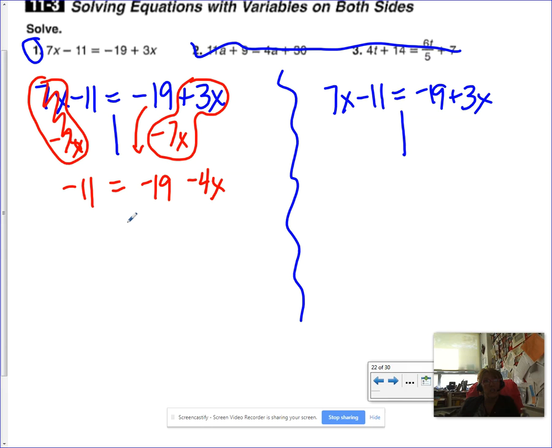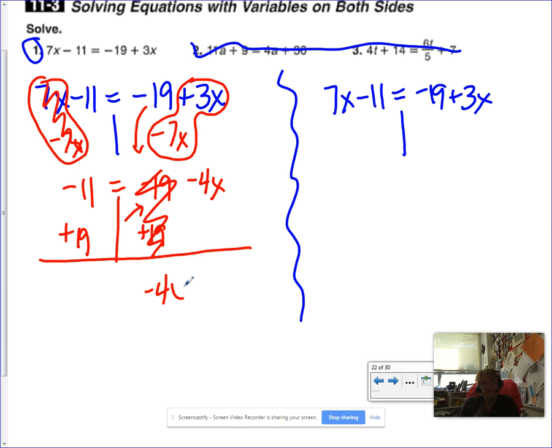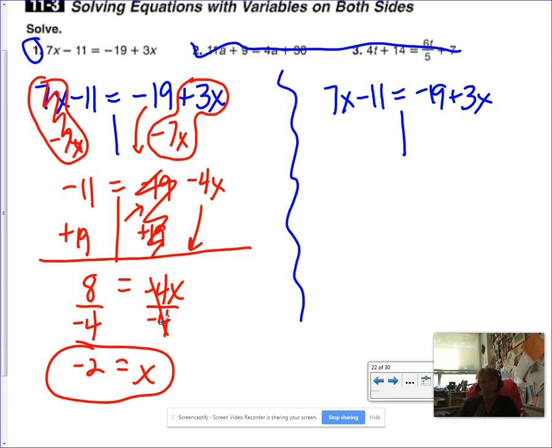So now I need you to attack this guy. Let's get rid of negative 19. That means add 19 to each side so that those wipe out. This comes on down. Adding 19 on this side gives you positive 8. Hot diggity dog, we're almost there. Get x by itself by dividing by negative 4. I get negative 2. Sweet.